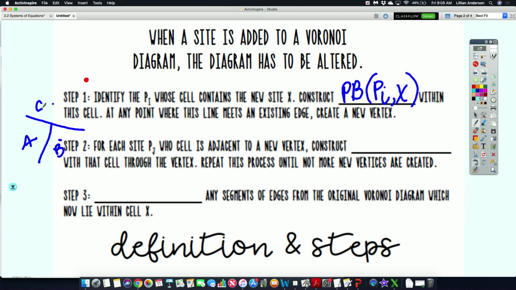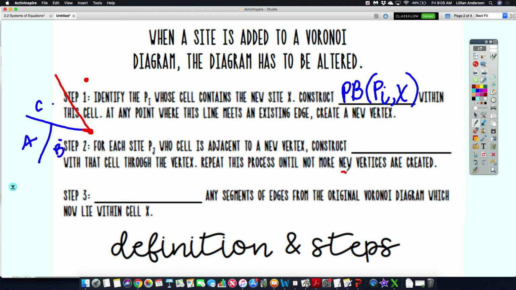So you construct that line. You draw that line within the cell. If that line intersects an existing edge or meets another edge, right? So you draw on that perpendicular bisector, and if it happens to meet one of the other edges, in other words, one of the other parts of that Voronoi diagram, you have created a vertex. That's what that means.